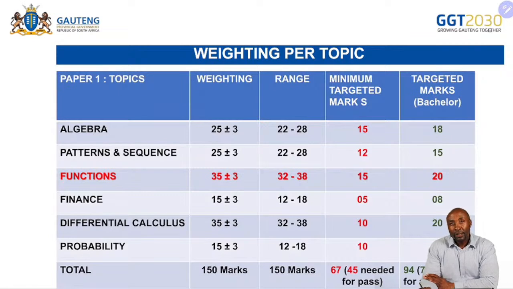Now, the minimum target that you can get for you to pass functions, you must get at least 15 marks. And for you to get a bachelor pass, you must get at least 20 marks under functions. And it's easy for you to get all the marks in functions if you do the basic mathematical needs of the topic that we are going to look at today.